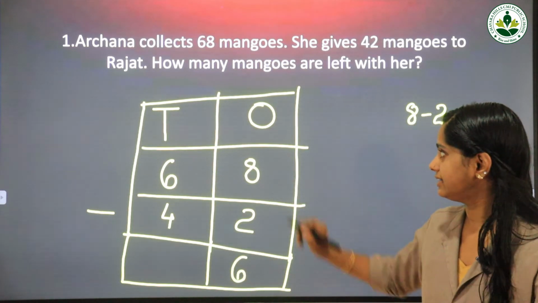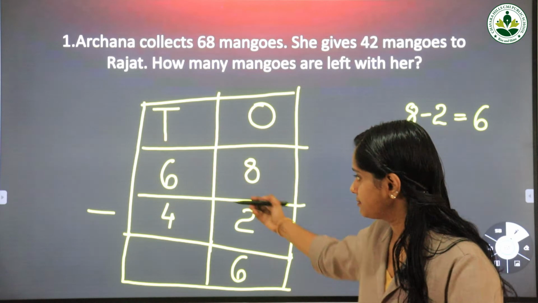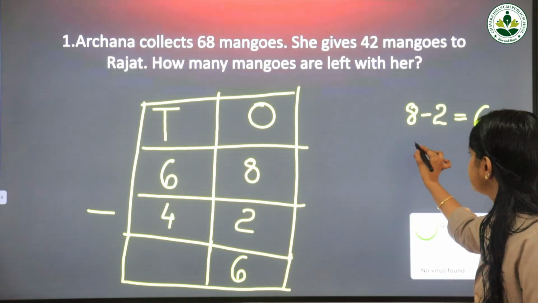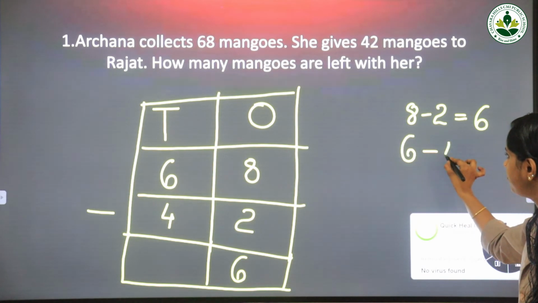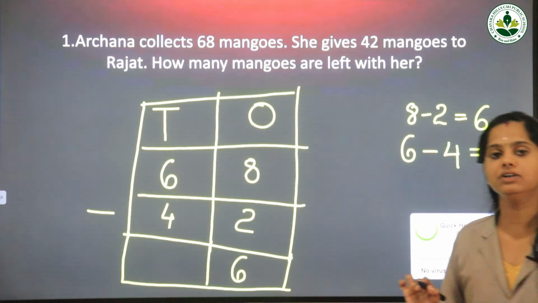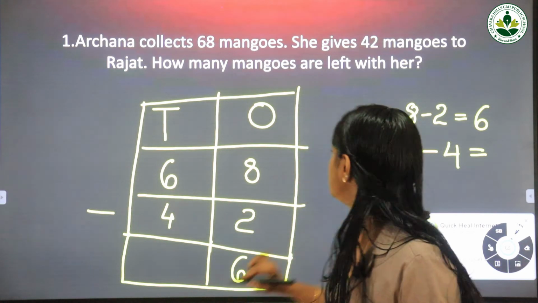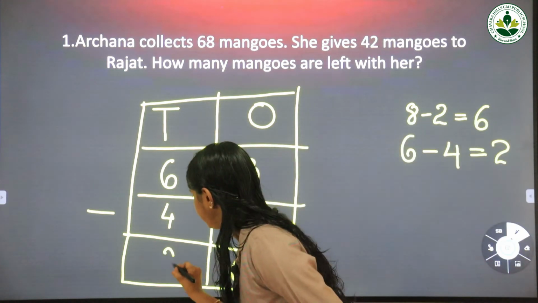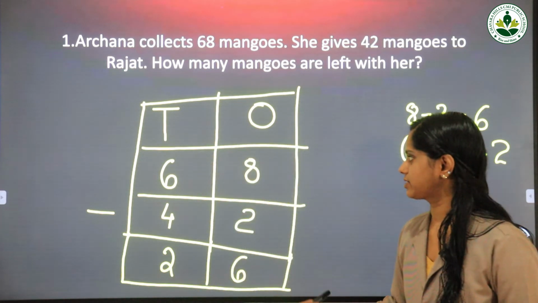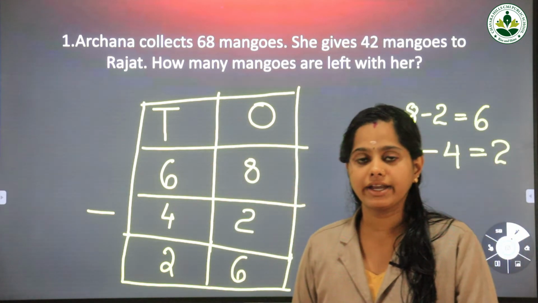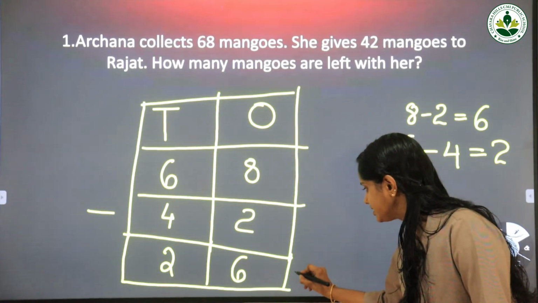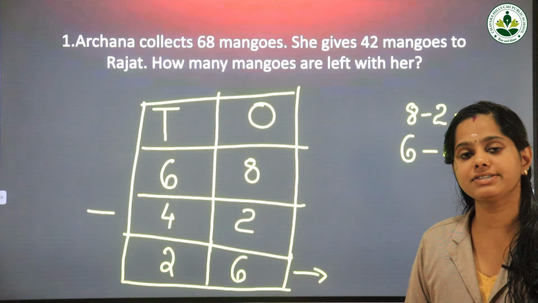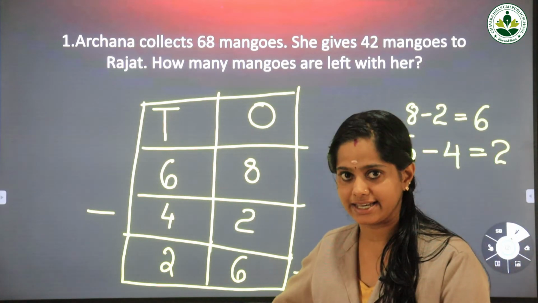Next, we subtract the digits in the tens column. Subtract 4 from 6. 6 minus 4 is equal to 2. So, we can write 2 in the tens column. So, 68 minus 42 is equal to 26. This is the difference. So, the number of mangoes left with Archana is 26.